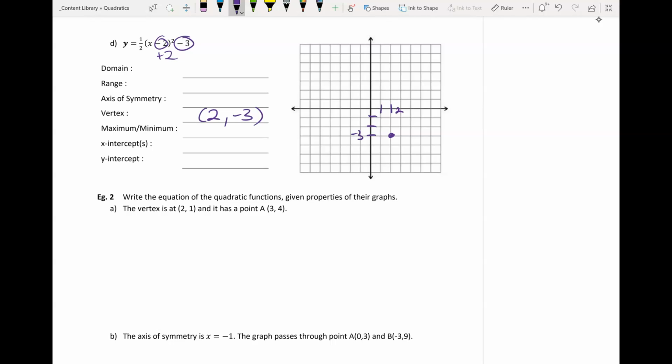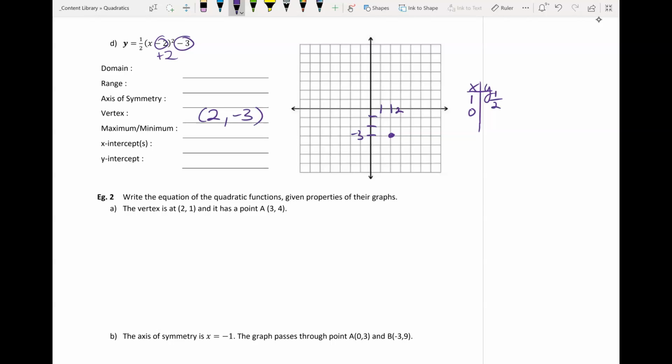And the other information we have is this half at the very front. This means we're going to have a wider looking graph. And we're just going to keep that in mind when we're drawing the graph. We can do a small table of values on the side to find the next point. Let's do 1, and we can even do 0.